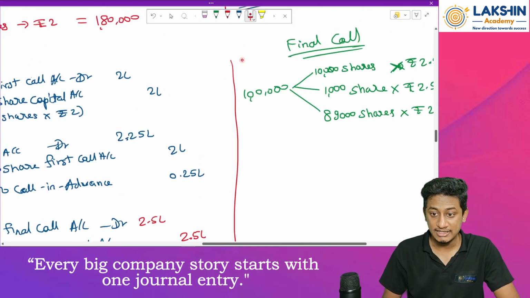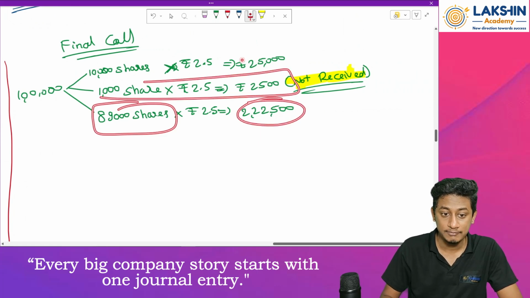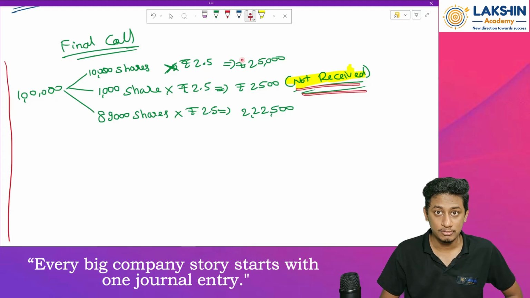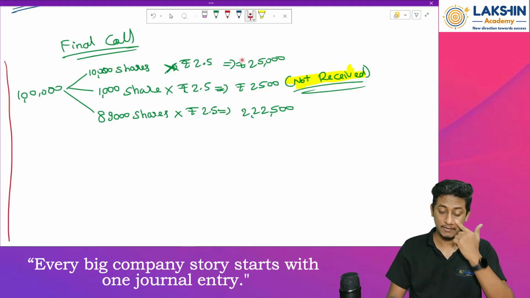Remember, in this bank account entry, I have already included this 25,000 rupees over here. So that means remaining only 89,000 shareholders have paid me. What about this guy? This idiot did not pay me only. It is called in arrears. Remember, not received. Clear? Okay. So now pass the journal entry.